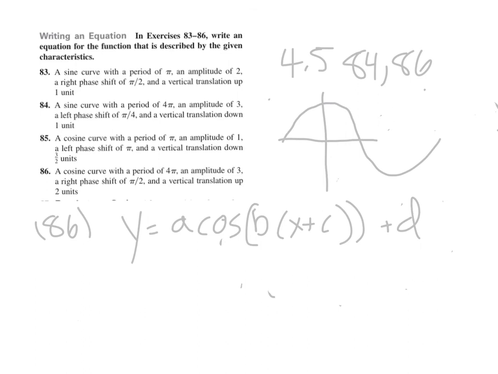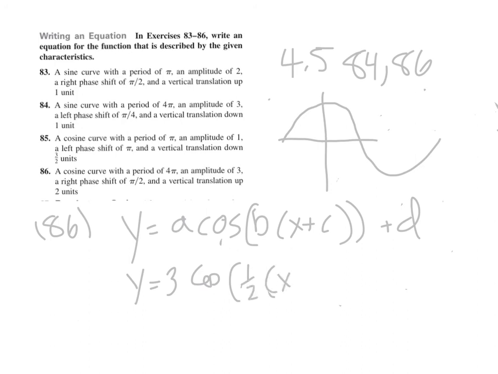Now 86, we're using cosine. It says it has a period of 4 pi, an amplitude of 3, a right phase shift of pi over 2, and a vertical translation up of 2 units. So some of these things are the same. The amplitude is 3. We use cosine. Now B turns out to be the same as before. Hopefully that makes sense, because I'm not going to reinvent the wheel on that one.